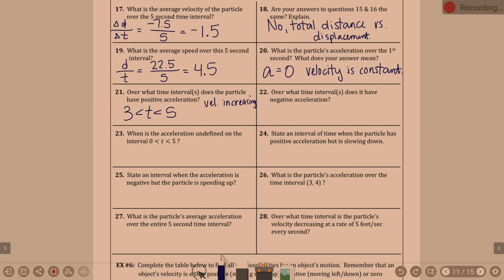When do we have negative acceleration? 1 to 3, because now we're looking at when the velocity is decreasing.